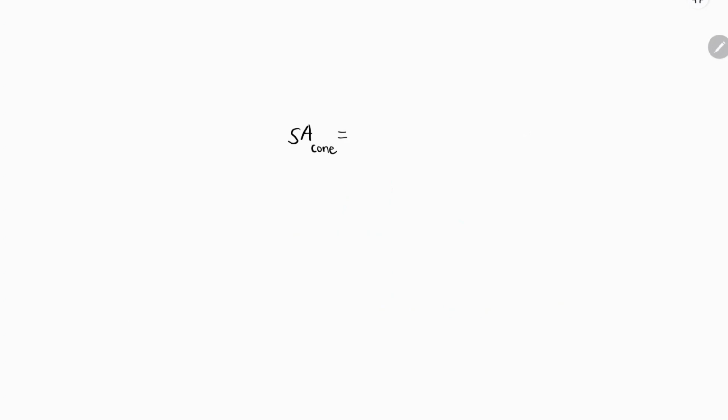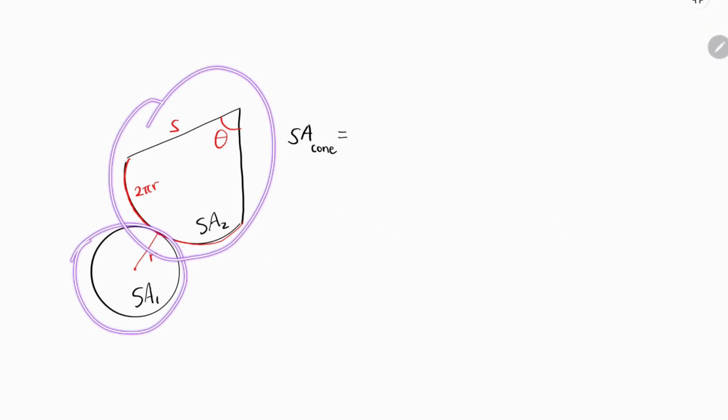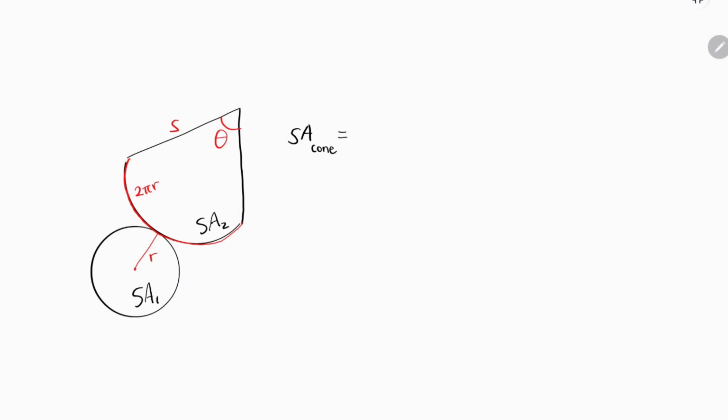I would like to go over the derivation for the formula of the surface area of a cone. Here I have a net of a cone, which is comprised of a circle as well as a circular sector. I'll call the surface area of the cone base, the circle base of the cone, SA1, and the circular sector, I'll call its area SA2.